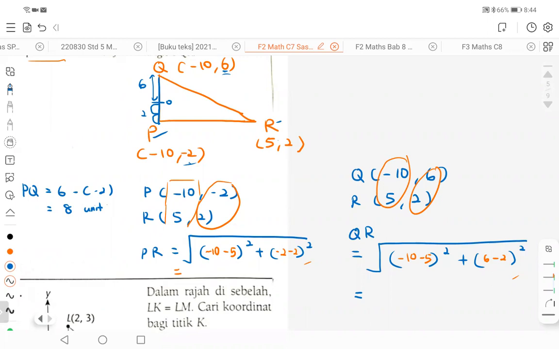Try to key in again. So it should be in bracket form. When you key in calculator, this part, you got to insert the bracket. So it will be -15 square plus -4 square. I think typo error. Maybe you check the calculator. PR, so you're supposed to get 15.52. And QR also same. 15.52.